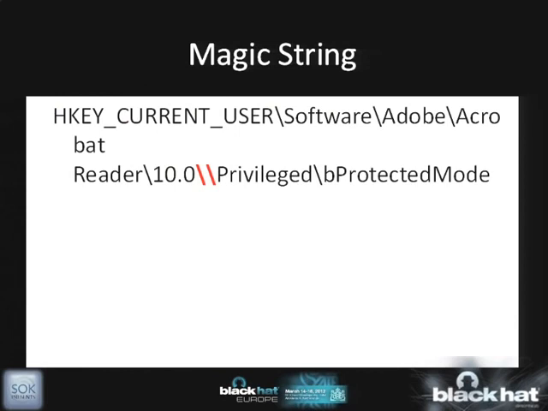And what does the kernel do? It canonicalizes that string. That means it removes the extra slash, backslash. And so you effectively create that BProtectedMode Boolean, which effectively disables the sandbox completely and permanently.